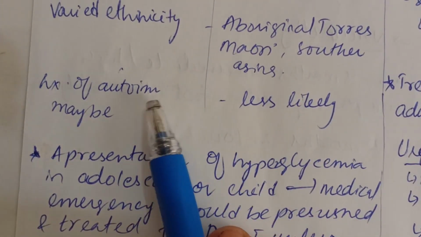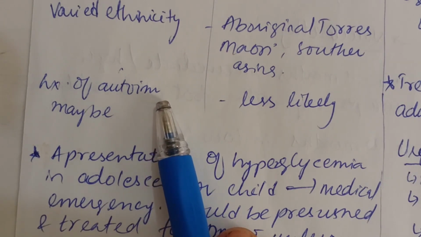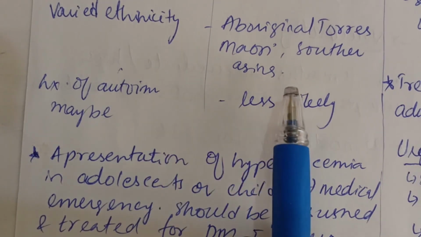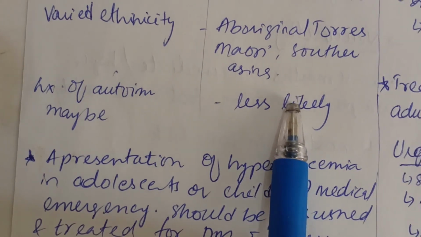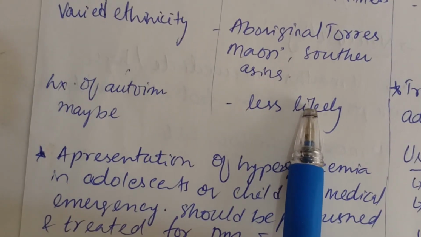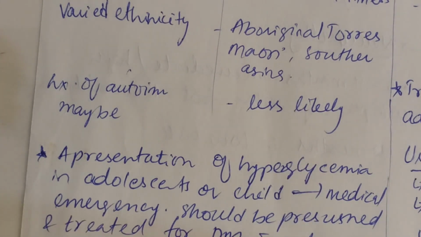In type 1 diabetes, there can be a history of autoimmune diseases. But in type 2 diabetes, there is no such history.